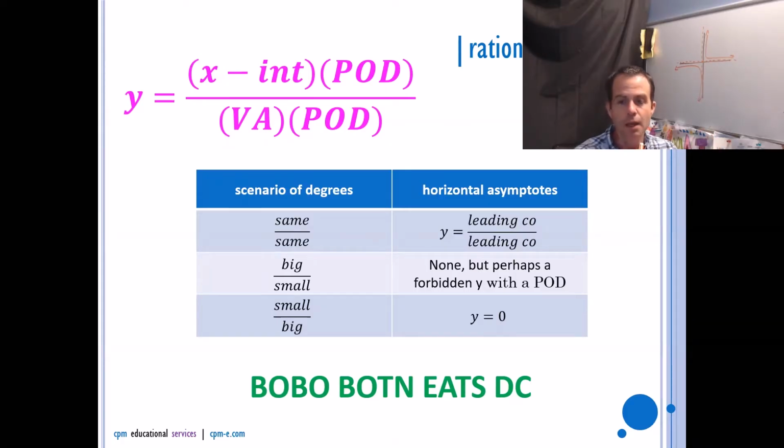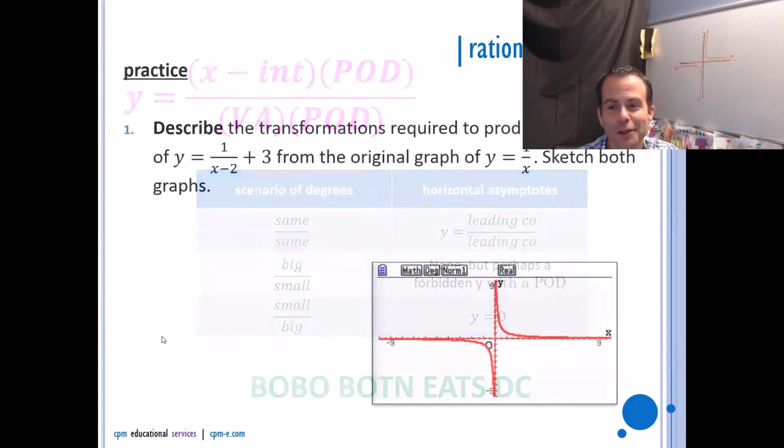Okay, Bobo Button Eats DC. It's a little acronym to help you remember horizontal asymptotes. Big on the bottom, y is 0. Big on the top, there's none. If they are the same, divide the coefficients. Okay, if you like to memorize such things.